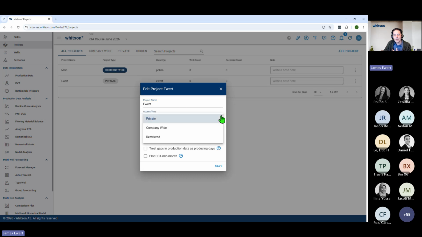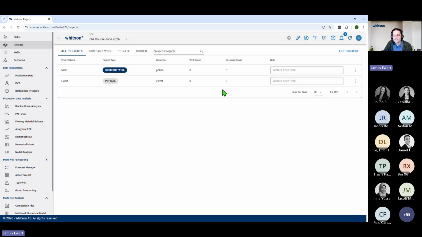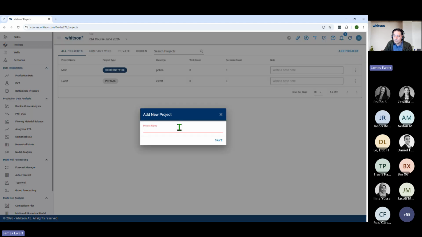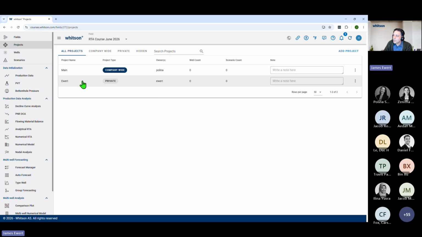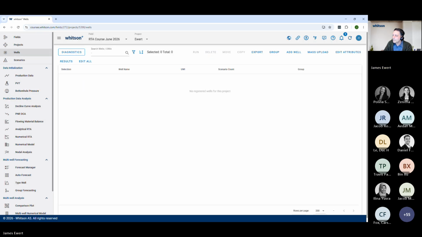I could change it from private to restricted, maybe if I only want certain people to view it, or company-wide. I'm going to leave it as private and close that down. So it's Add Project, enter whatever you'd like, usually your name, click Save, and you should find your project right here. Okay.